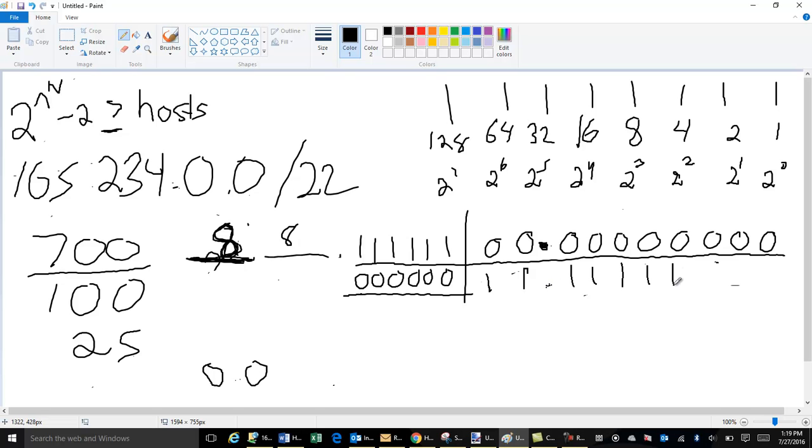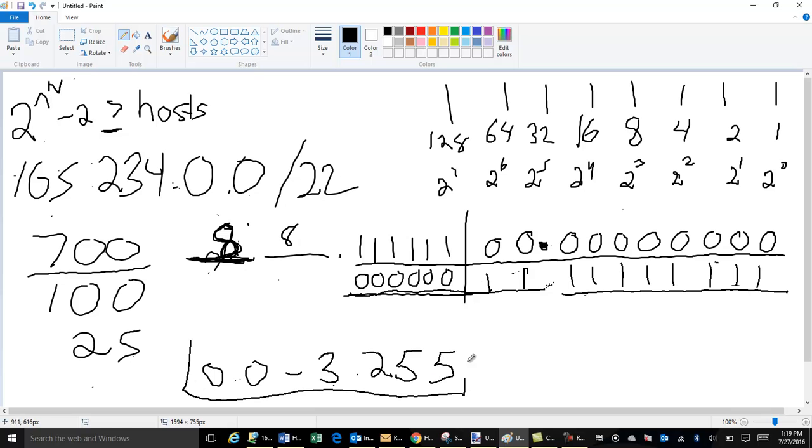So if I put that right hand side in there, now I have 3, because I have a 2 and a 1, dot 255. So my first entire range is right here: 165.234.0.0 through 165.234.3.255.